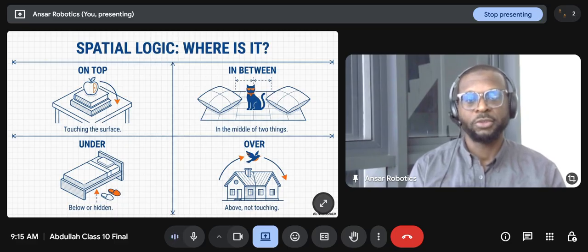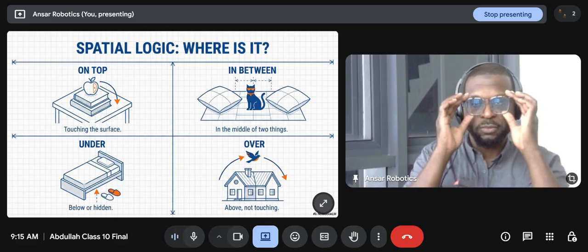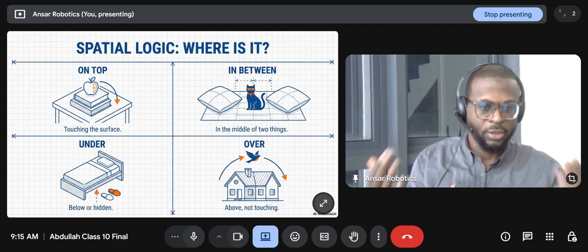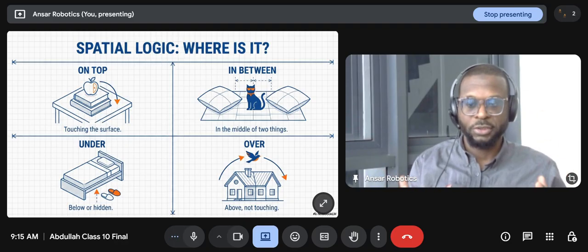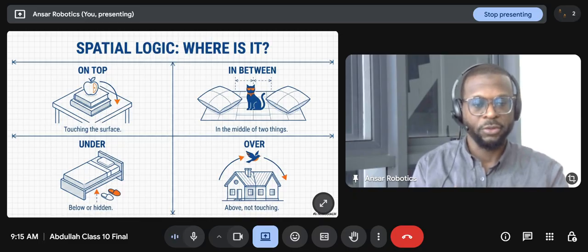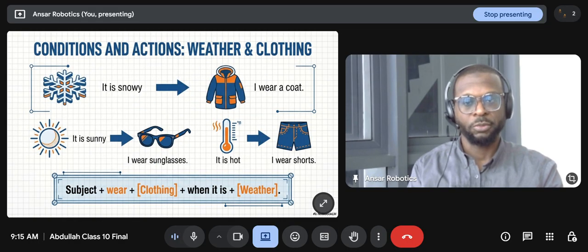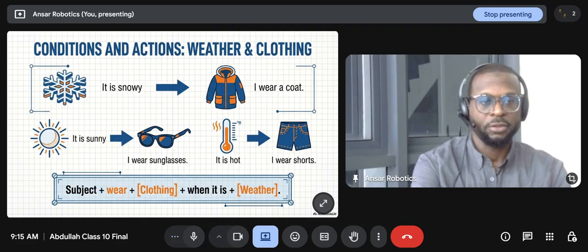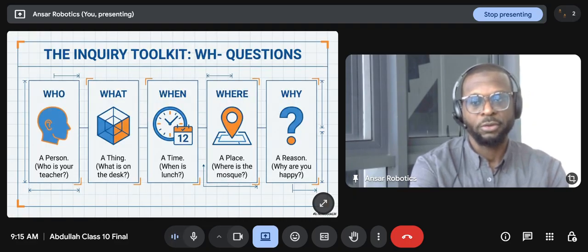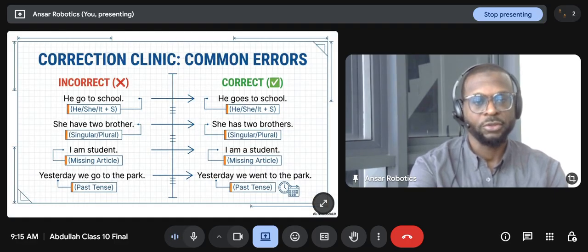We also worked on space logic. The apple's on top of the book, the cat is between the pillows, the slippers are under the bed, the bird is over the house. These are different things that we worked on as well. And also working with time, and looking at different items of clothing that we wear during weather. The WH questions: we looked at who, what, when, where, and why. Some people struggle with that, but we went into it, when is more time focused, for example.